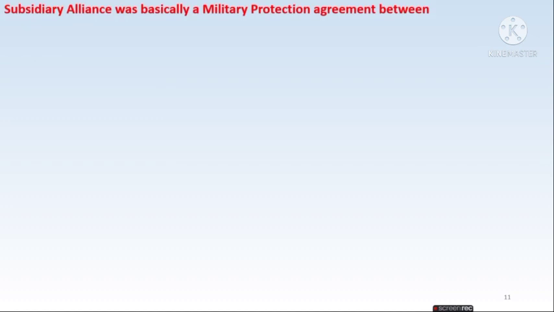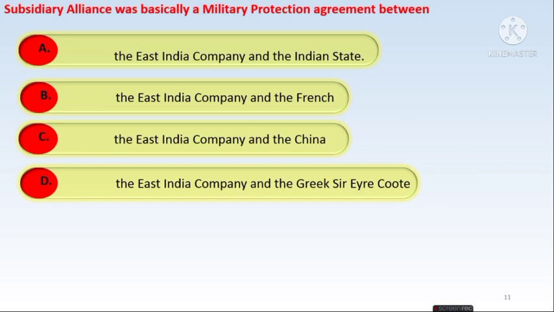The next question is, subsidiary alliance was basically a military protection agreement between whether the East India Company and the Indian state, the East India Company and the French, the East India Company and China, or the East India Company and the Greek. Guess what is the answer? Yes, it is option A, between the East India Company and the Indian state. The subsidiary alliance happened between the East India Company and Indian states. Therefore, option A is the right answer.